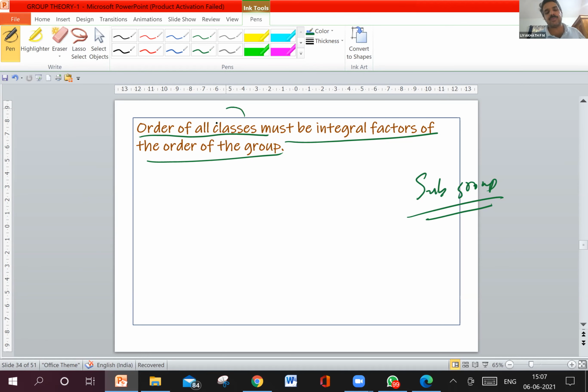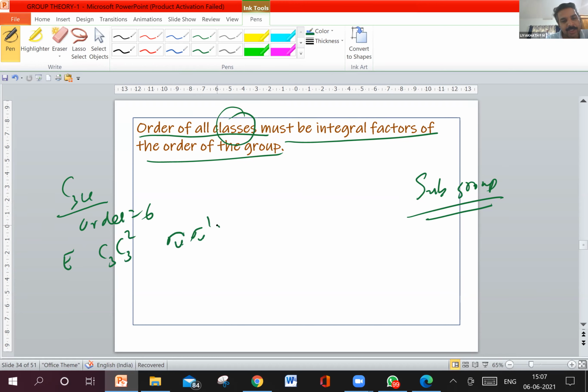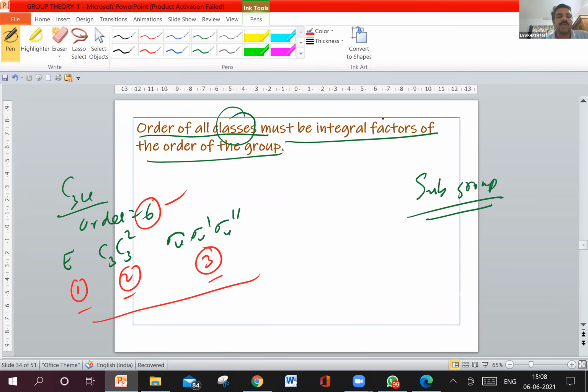Similarly, the order of the classes, for example, in the case of C3v, the order of the group is equal to 6. Here E is a separate class, C3 and C3 squared form a separate class, and sigma V forms a separate class. So their orders are 1, 2, and 3, and these are integral factors of 6. This is always true. That is, the order of the classes will always be an integral factor of the order of the group.